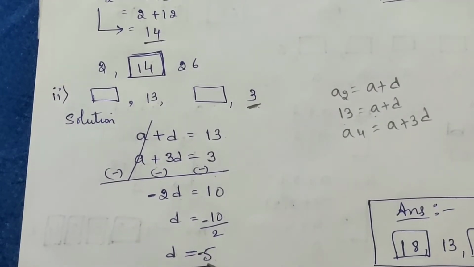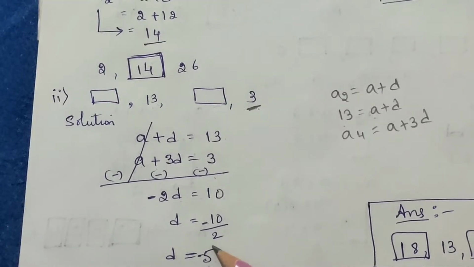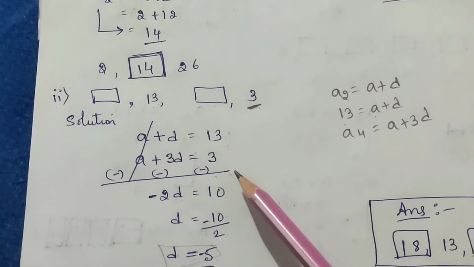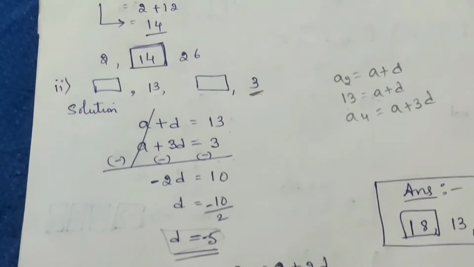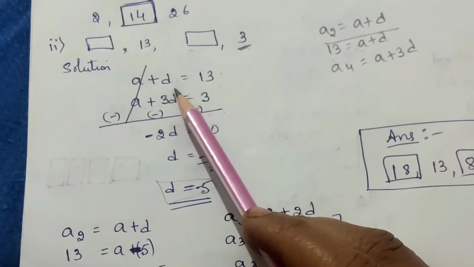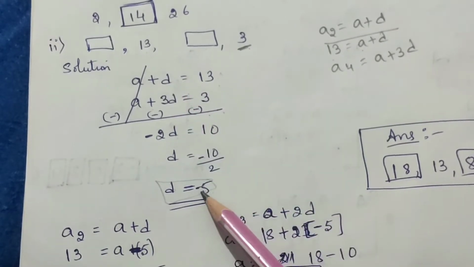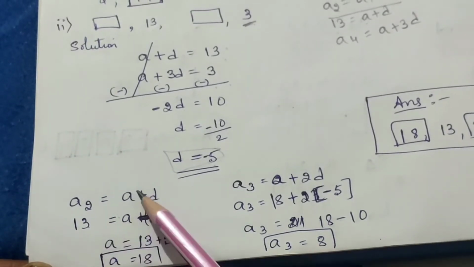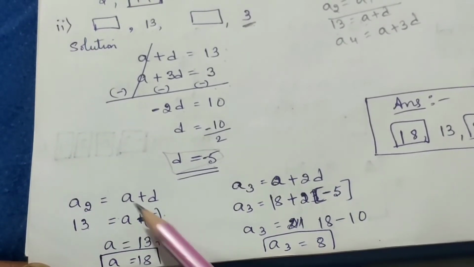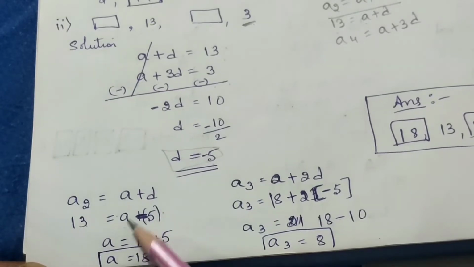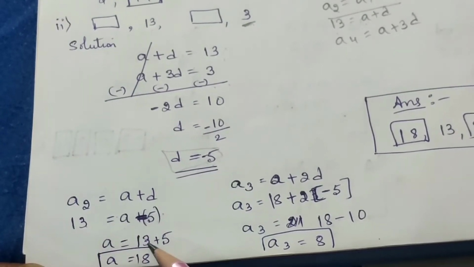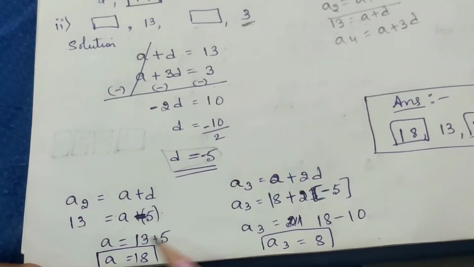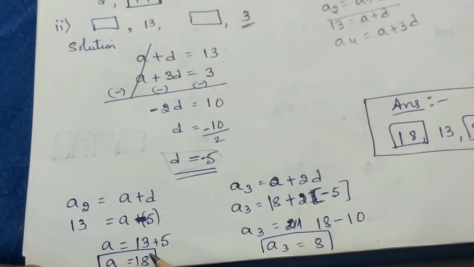Now, you know the common difference. Then, if you substitute the value of d in any of the equations, you will get the value of a. If you take this equation, then instead of d, you have to substitute minus 5. Then 13 is equal to a plus into minus 5. Then a is equal to 13 as it is. Since it is minus, if you shift towards the left, it will be plus. Then a is equal to 18.